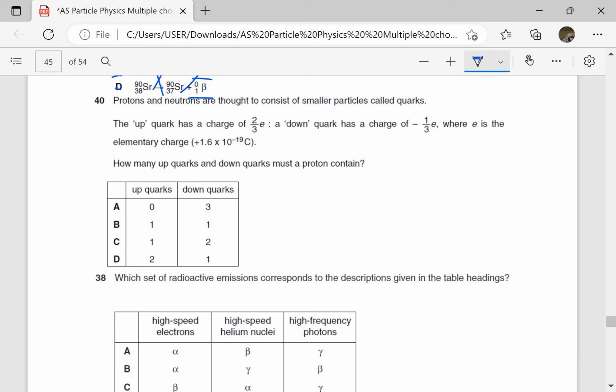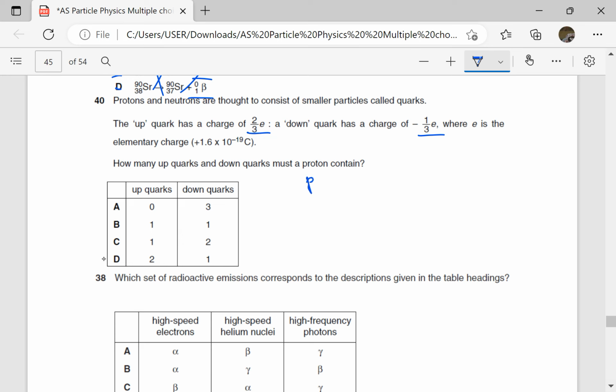Protons and neutrons are thought to consist of smaller particles called quarks. The up quark has charge 2 over 3e. The down quark has charge negative 1 over 3e, where e is the elementary charge, 1.6 times 10 to the power negative 19. How many up quarks and down quarks must a proton contain?